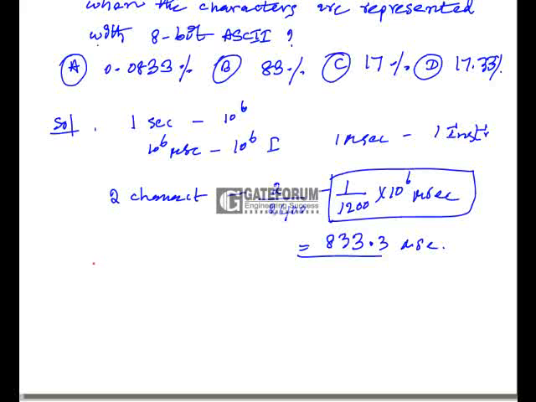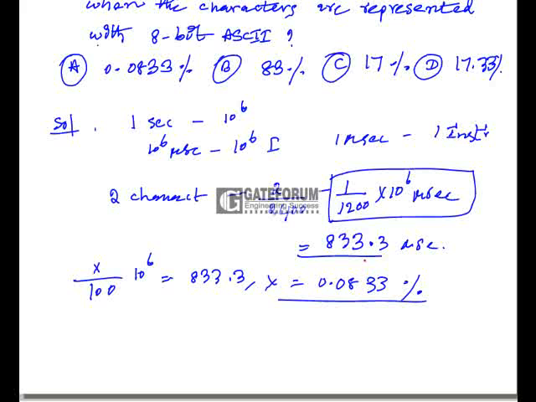How much percentage is the slowdown? For example, x percent of 1 million instructions, 10 power 6, is equal to 833.3, then x is equal to 0.0833%. So this is the percentage by which the CPU will be slowed down. So 0.0833. Based on the answer of this, another question depends, that is a linked question.